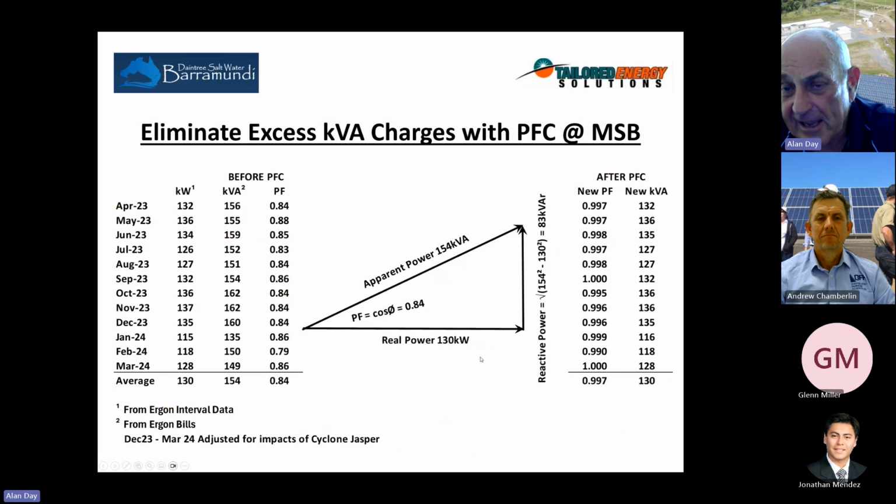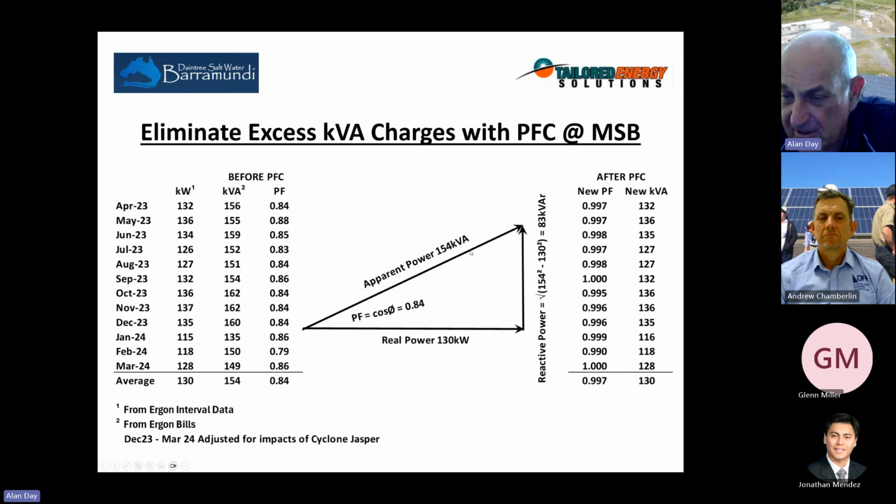This is called a power triangle, and it's just another way of showing what I was showing with the sine waves and the power curves. So basically, this is putting a power factor correction unit at the MSB at the Daintree Saltwater Barramundi Farm. And we know from the numbers that we've looked at already that their real power consumption is 130 kilowatts.